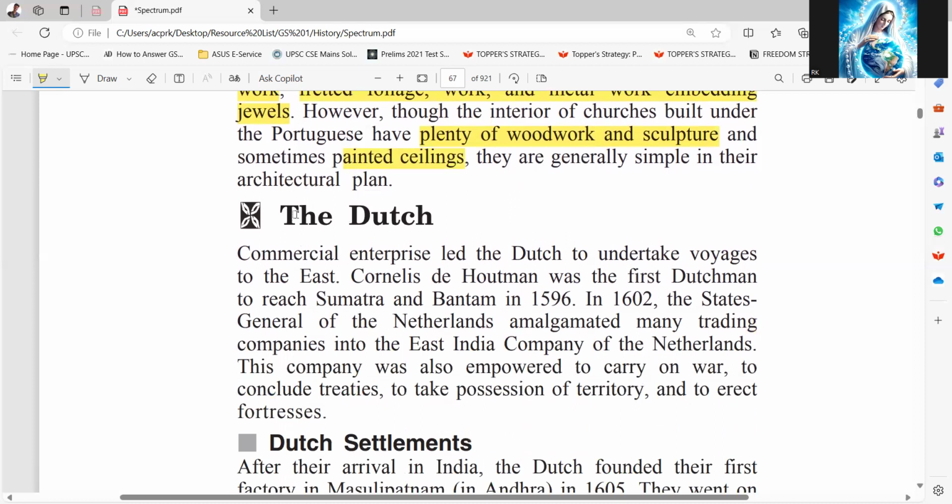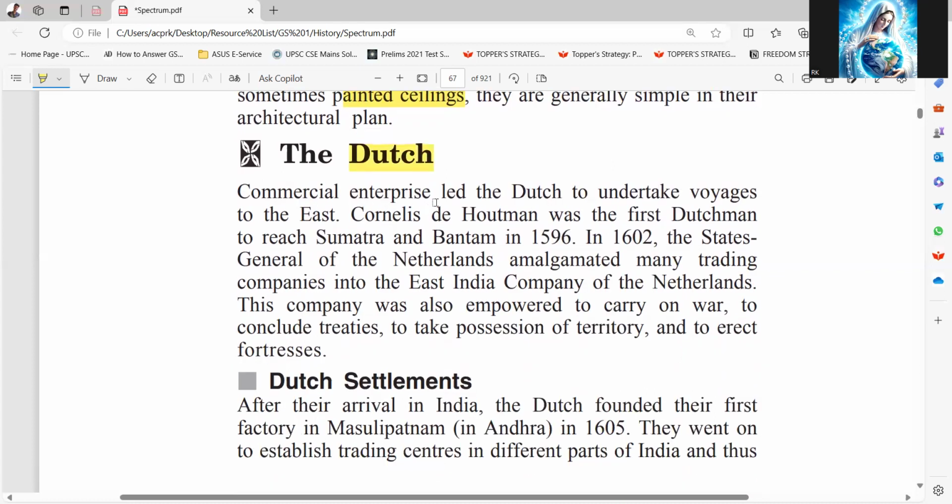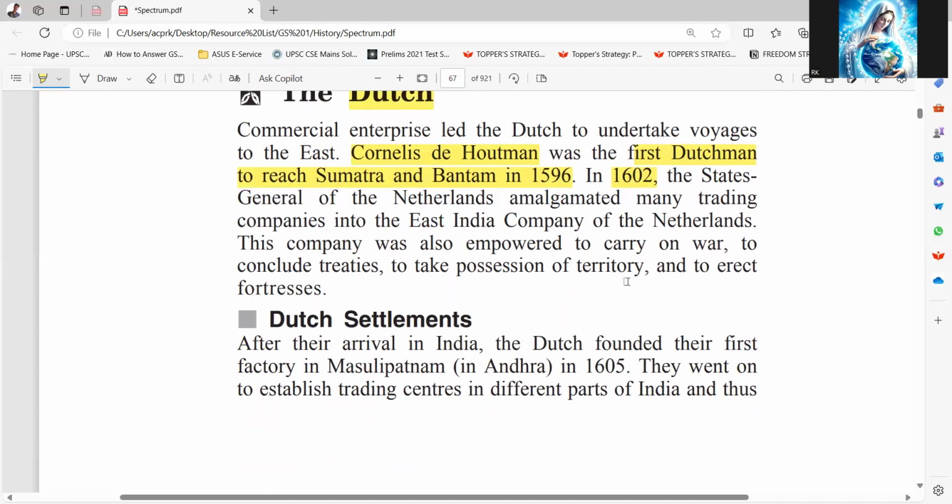Okay, next we will discuss the Dutch. Commercial enterprises led the Dutch to undertake voyages to the east. Cornelis de Houtman was the first Dutchman to reach Sumatra and Bantam in 1596. In 1602, the States General of the Netherlands amalgamated many trading companies into the East India Company of Netherlands. This company was also empowered to carry on a war, to conclude treaties, to take possession of territory, and to erect fortresses.